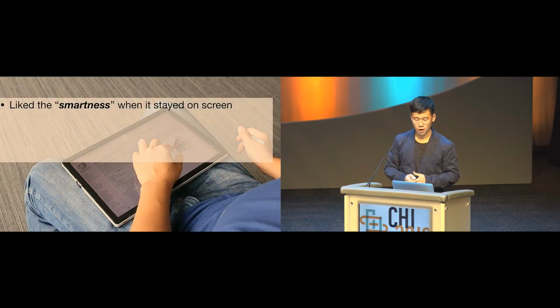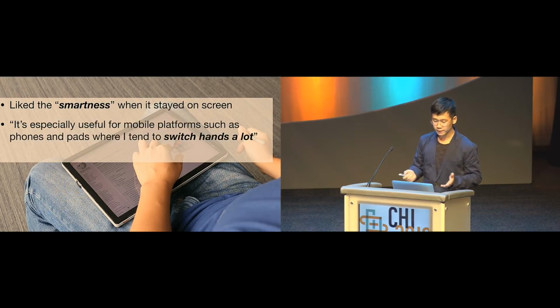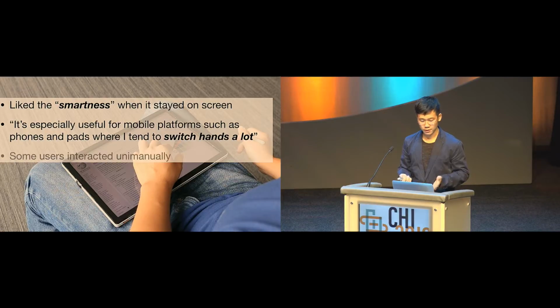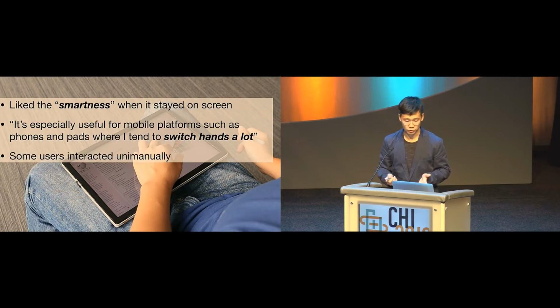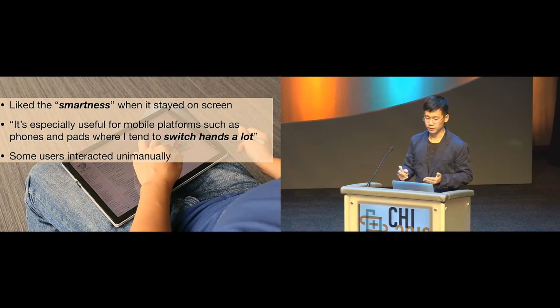For the fan tool, people liked the smartness, when they saw the fan knows when to stay and when to disappear. It is especially useful for mobile platforms such as phones and pads, where people tend to switch hands a lot. And interestingly, some users interacted manually, which means they only interacted with the menu with one hand, regardless of the availability of their other hand, which suggests future refinement based on both hand availability and handedness.